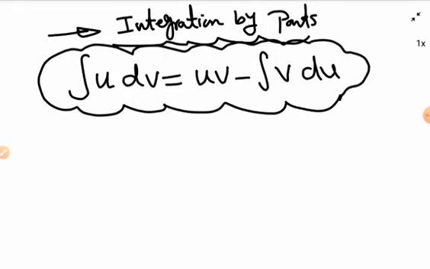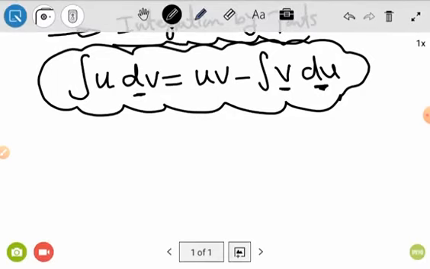And here in this question we're going to use derivatives and integration at the same time. We will find the derivative of u to obtain du, and we will integrate dv to find the value of v. Okay, but here, what are the guidelines to find u and dv?